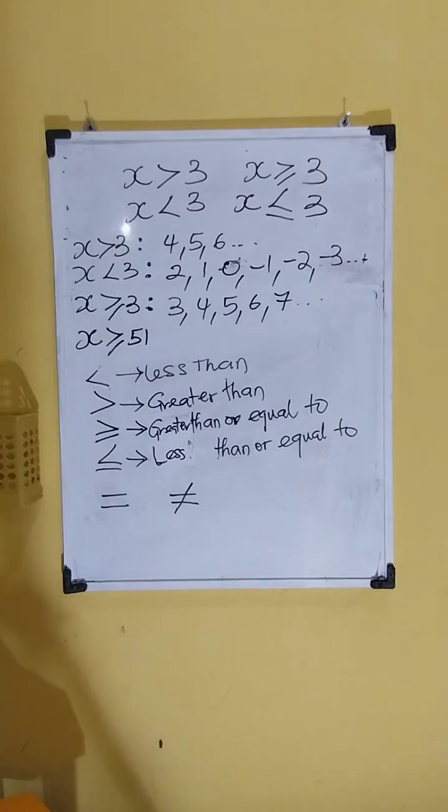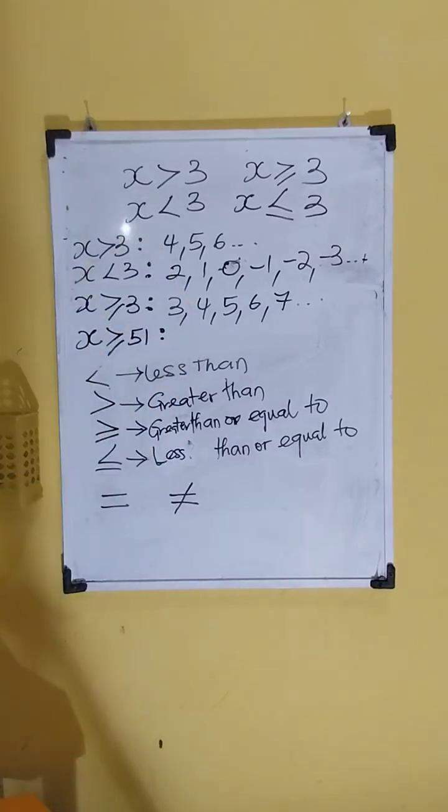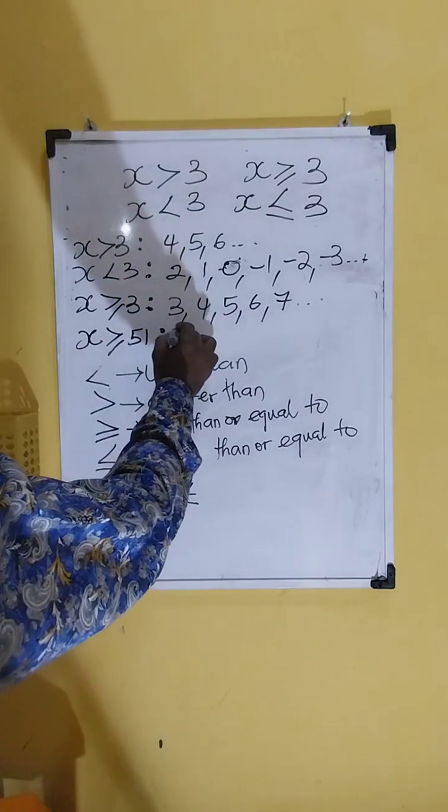James. James. No, James is always my person, so that's why I like calling her name. James, are you there? Yes, sir. All right, so when they say x is greater than or equal to 51, tell me, where do we start from? Okay, we start from 52.